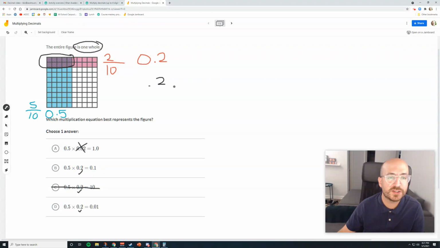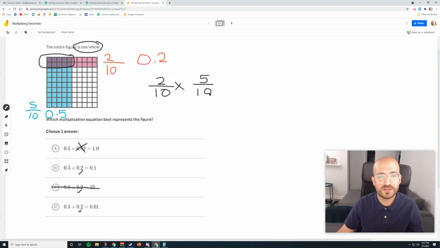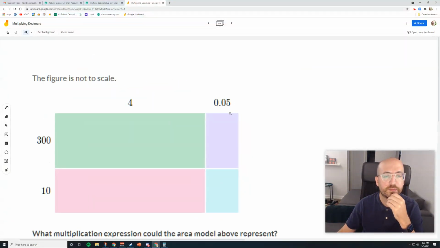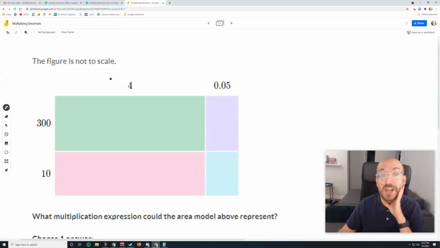If I did it as fractions, two tenths times 5/10, or I kind of actually like it more, 5/10 of 2/10, or half of 2/10 is 1/10, right? We can multiply across. That's 10/100ths. Which one's equal to 10/100ths? No, that's 1/100th. Bang, it would be this. Let's do another example. All right, this figure is not to scale.